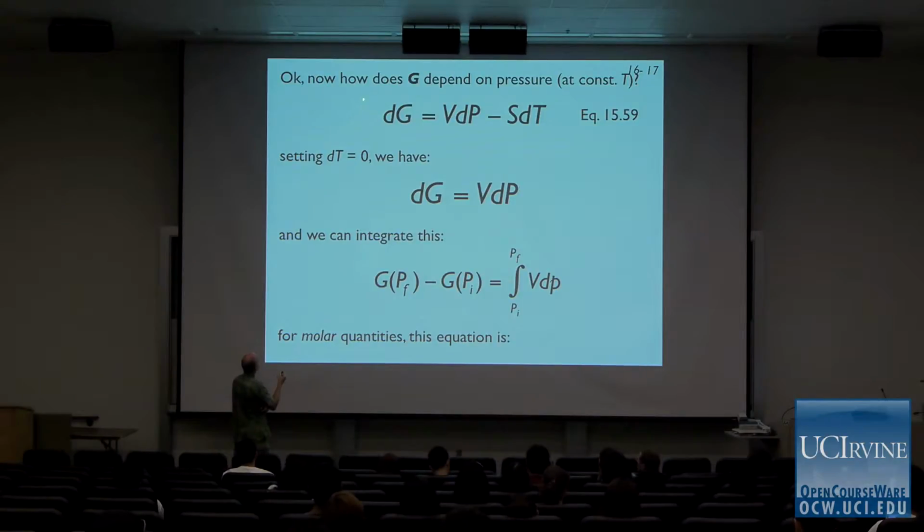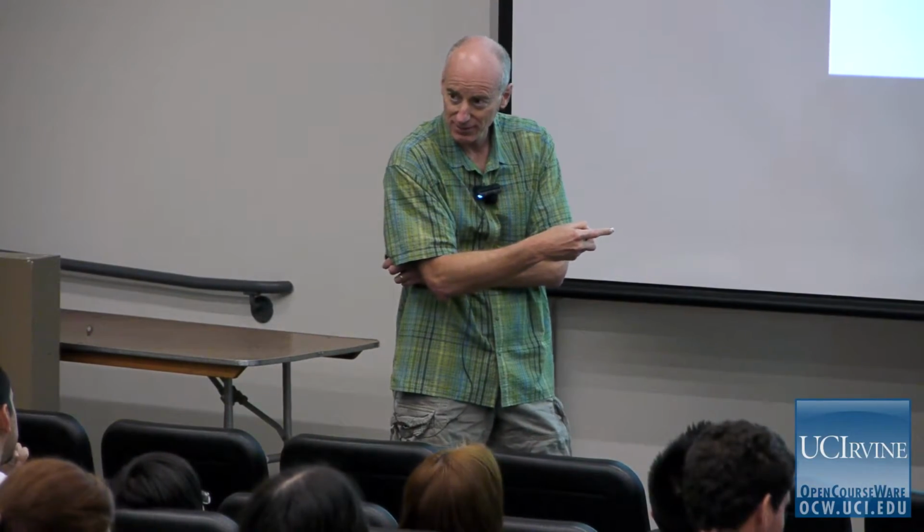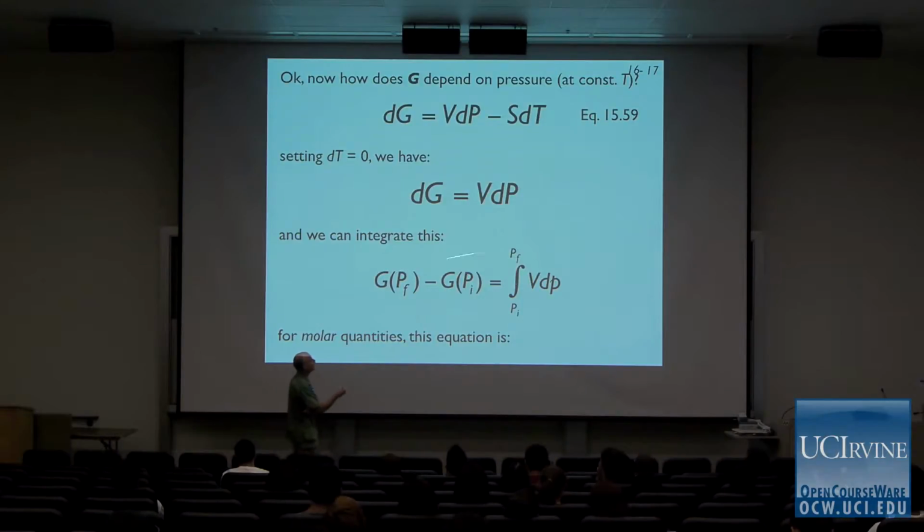Okay, so what about pressure? Well, if we start with this expression for dG, and we said dT equal to 0, we want to know how G depends on the pressure at constant temperature, so we get rid of this term, we just have dG equals V dP, and we can integrate that from some initial pressure to some final pressure, and this is the whole story in terms of the pressure dependence. This is the only thing that we need to know.